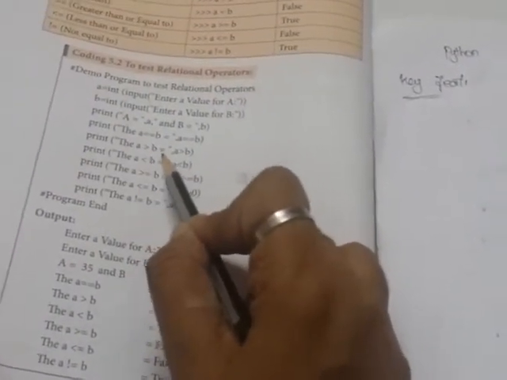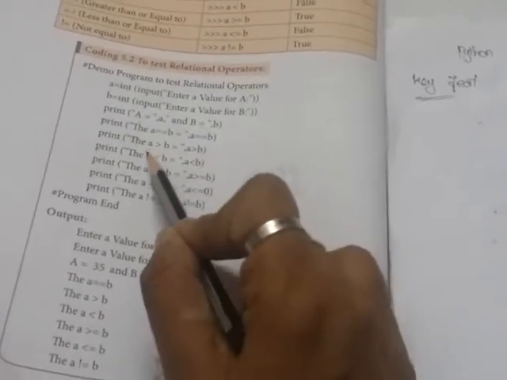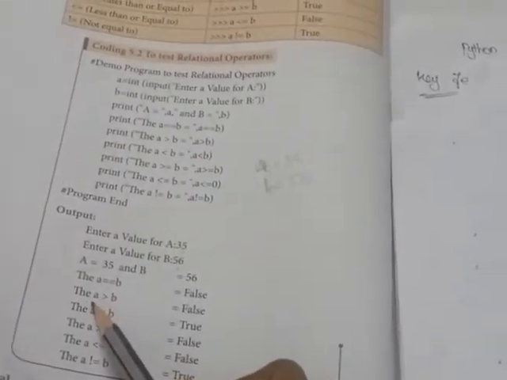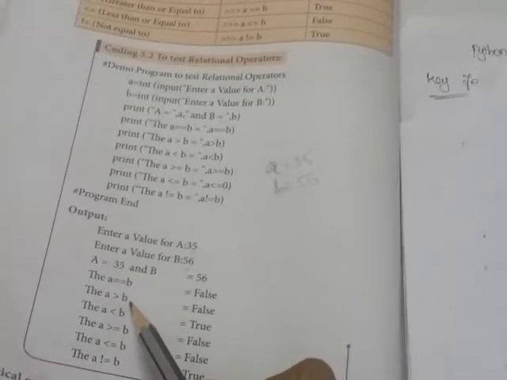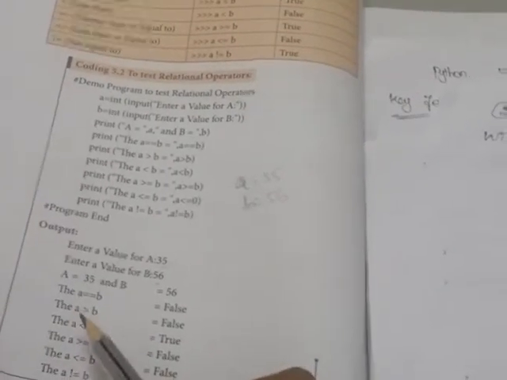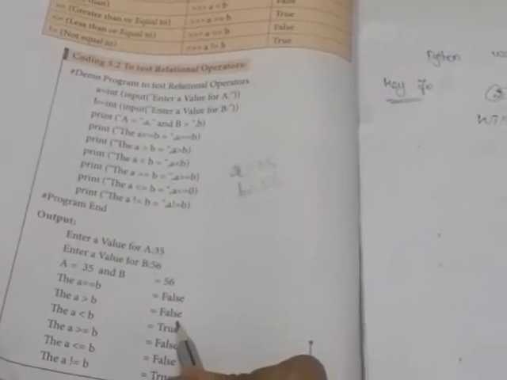The next one is print A greater than B equal to A greater than B. So A greater than B means the value of A is 35, the value of B is 56. 35 greater than 56, the condition becomes false. So the compiler returned the value false.